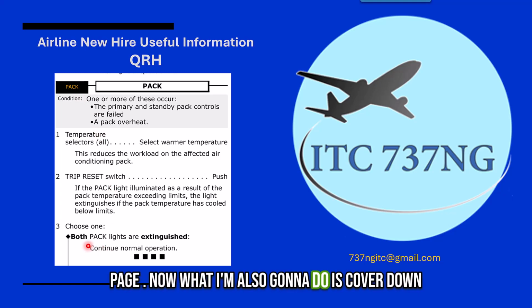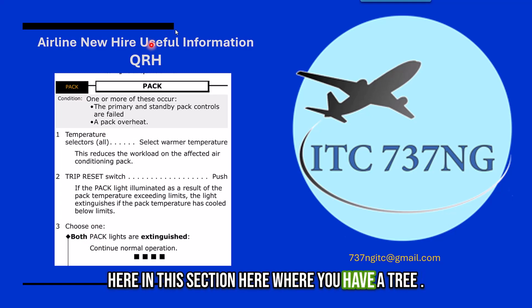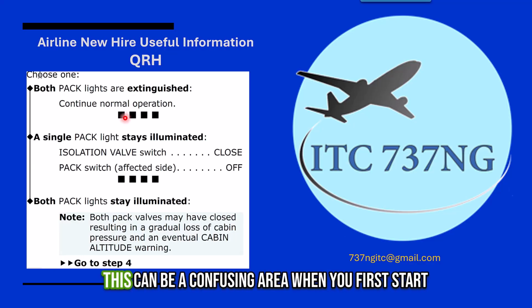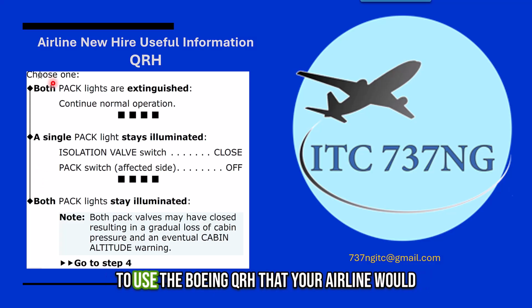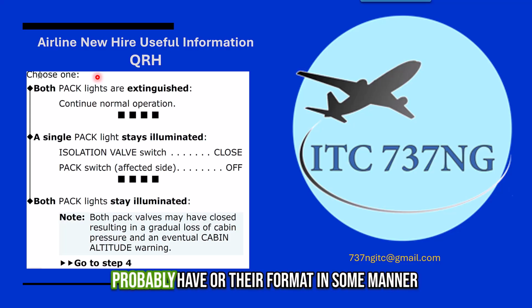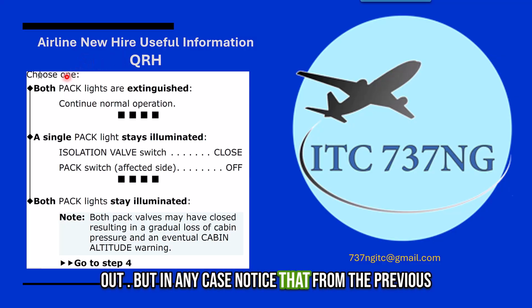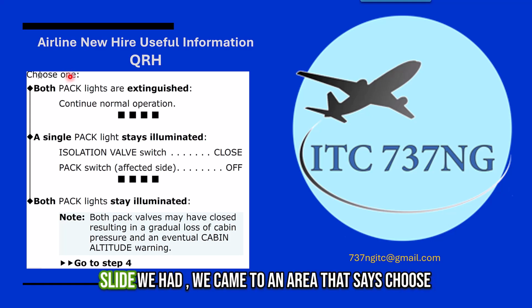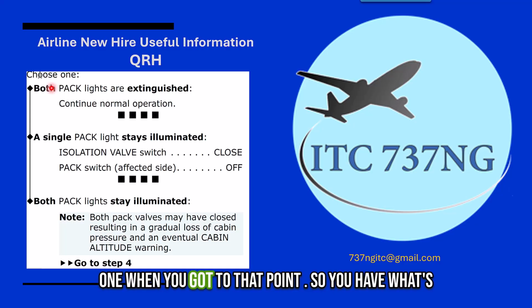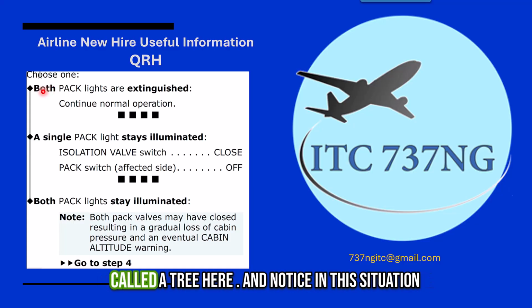Now, what I'm also going to do is cover down here in this section where you have a tree. This can be a confusing area when you first start to use the Boeing QRH that your airline would probably have, or their format in some manner that agrees with how the QRH for Boeing is laid out. But in any case, notice that from the previous slide, we came to an area that says choose one when you got to that point. So you have what's called a tree here.